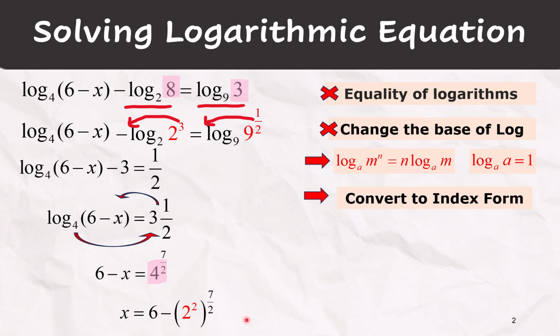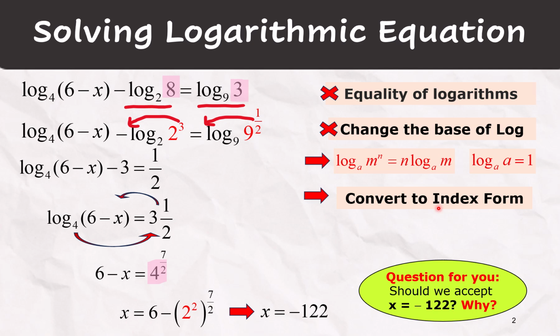So all I need is simplifying this, and I will derive my answer as x equals negative 122. Over here, you notice I have a negative answer. So therefore, the question that I have for you is, should we accept x equals negative 122? What do you think? And do you remember that we do have this condition?